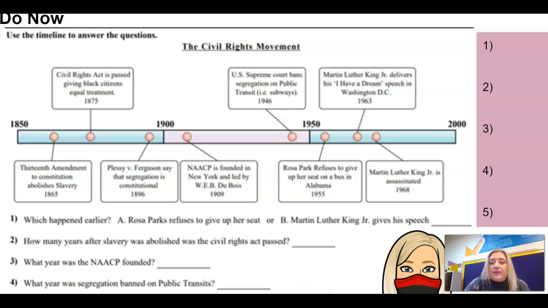So you have a quick do now. You have some timeline practice. We've actually looked at this timeline before. So go ahead and pause your video and complete this do now.